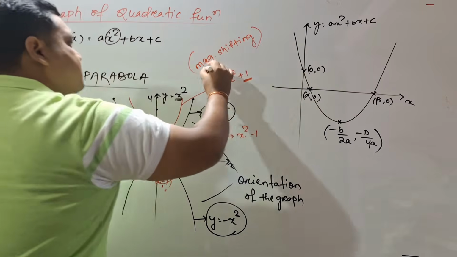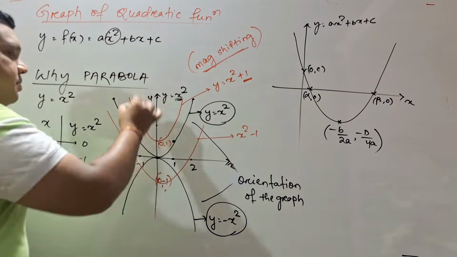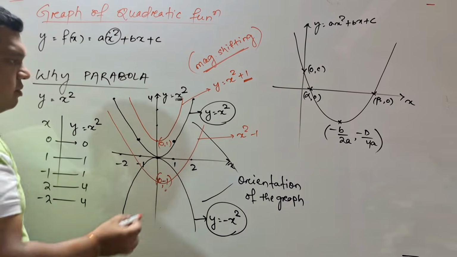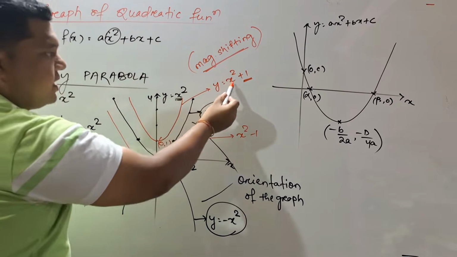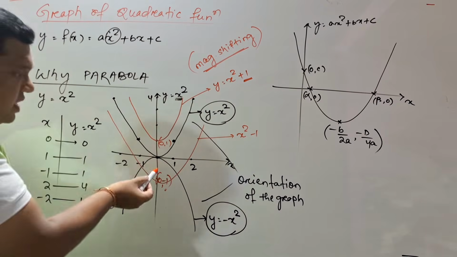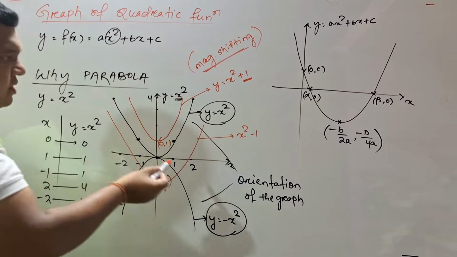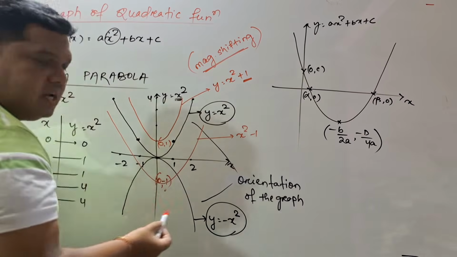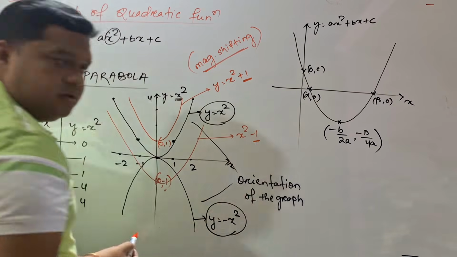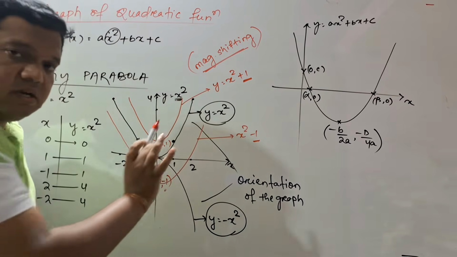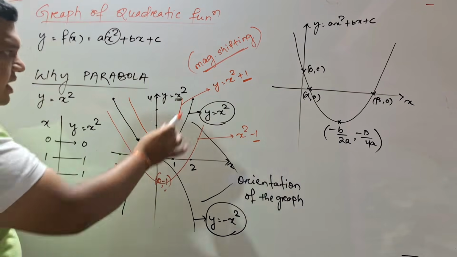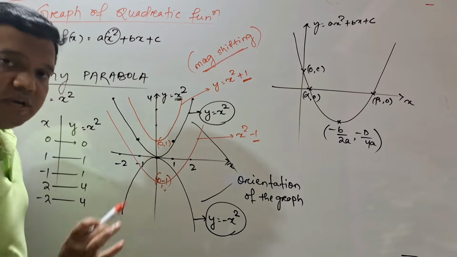Magnitude shifting means here shifting is done on the y-axis. Shifting is done on the y-axis. The original graph is y equal to x square. When I say y equal to x square plus 1, it is shifted one unit up. When I draw x square minus 1, I add a constant term minus 1, and it is shifted 1 unit down. Clear? Orientation understood? Location of x square plus 1, x square minus 1 clear?